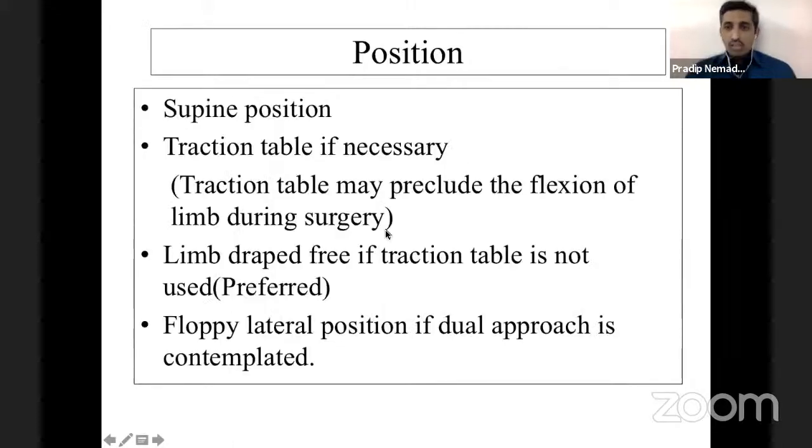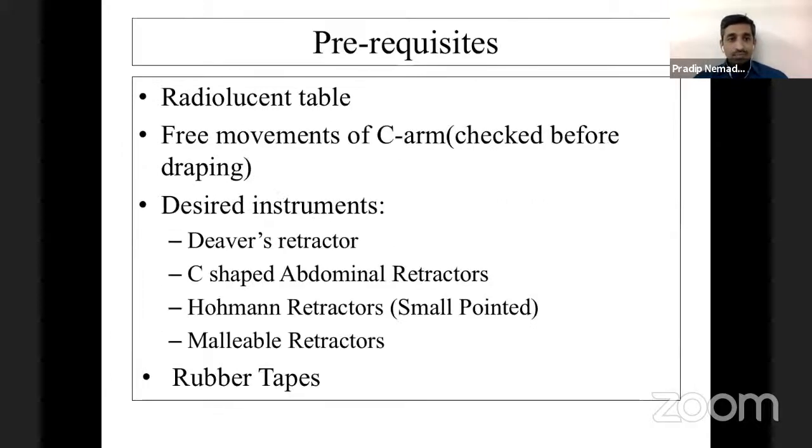Okay, so coming to the approach now, we need to give a supine position, traction table if necessary. I don't do it on a traction table, Western people do it. That may preclude some fixation, preclude the flexion of the limb during the surgery. That's why I don't use it. If we have the liberty of giving flexion, you can use it. Limb drape free, that is my preference, and floppy lateral position if dual lateral approach is contemplated.